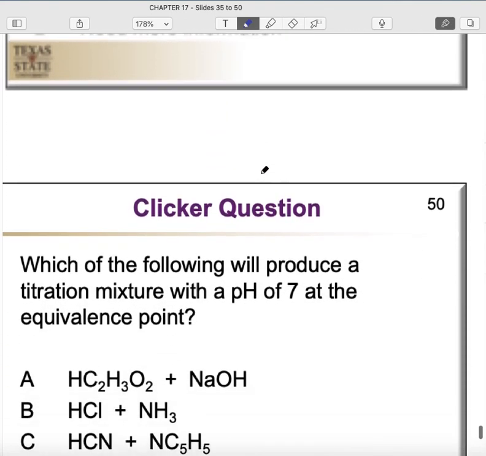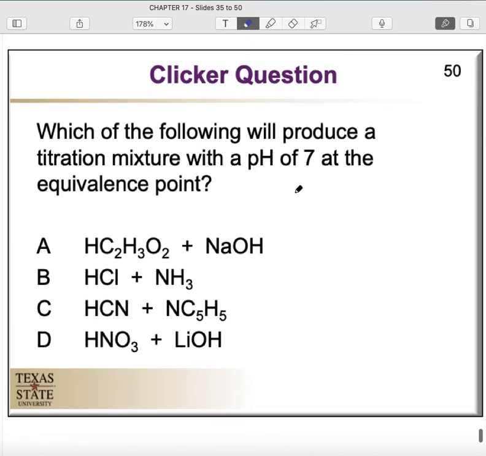All right, next question for you guys. Which of the following will produce a titration mixture with a pH of 7 at the equivalence point? Go ahead and pause the video and give it a try.